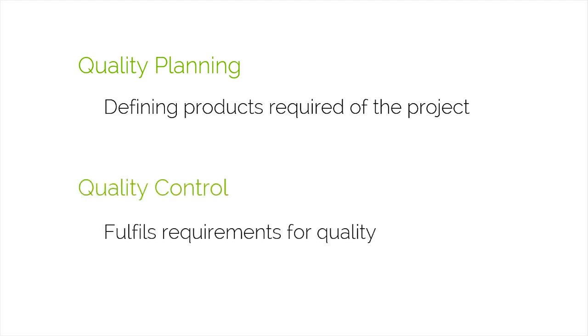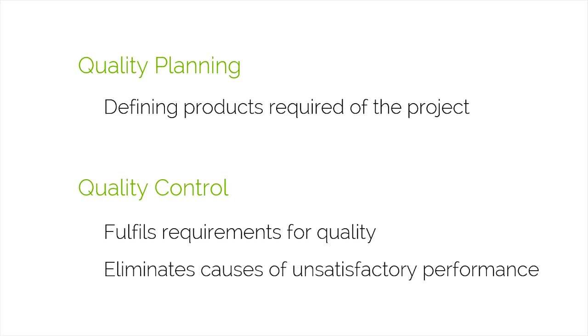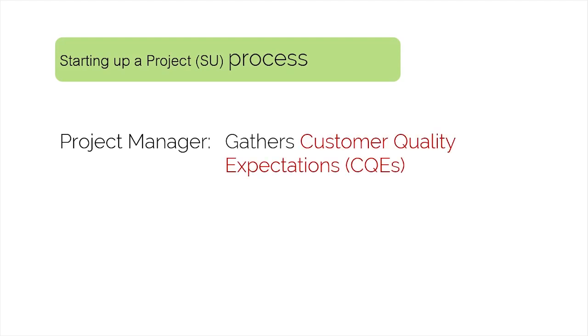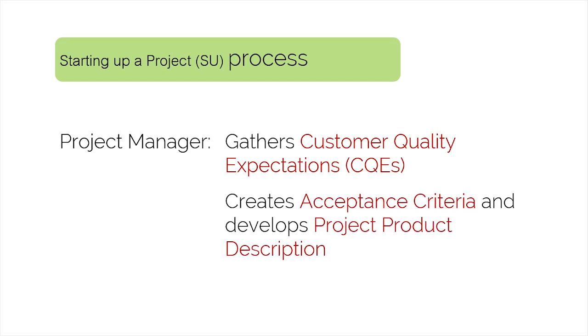Quality control fulfills the requirements for quality and identifies ways of eliminating causes of unsatisfactory performance by focusing on the activities and the operational techniques involved in the project. In the starting up a project process, the project manager gathers customers' quality expectations or the initial specifications of the intended product from the senior user or users. The acceptance criteria are a prioritized list of specifications that need to be in the product for it to be acceptable to the customer. The project manager creates the acceptance criteria by refining the customer's quality expectations and documents them in the project product description. It then gets sent for approval to the project board.